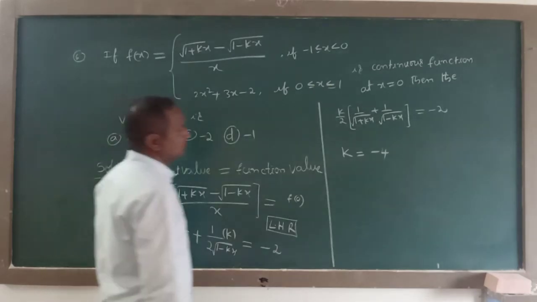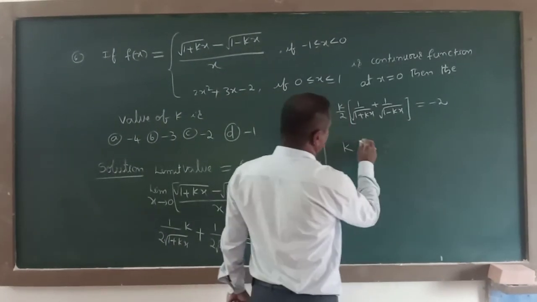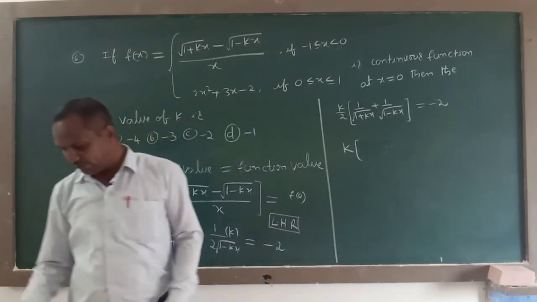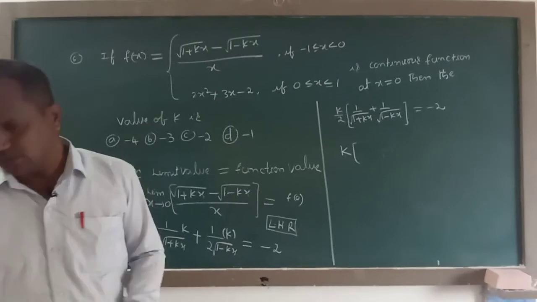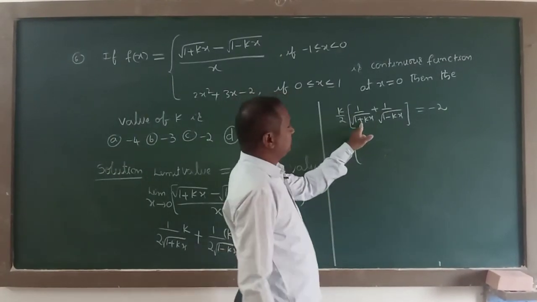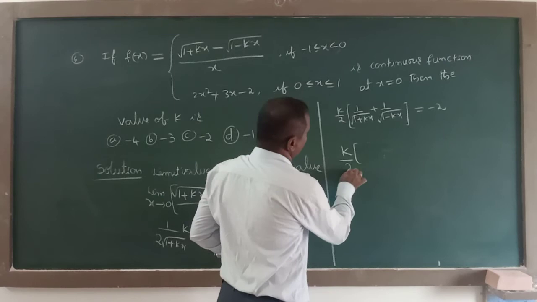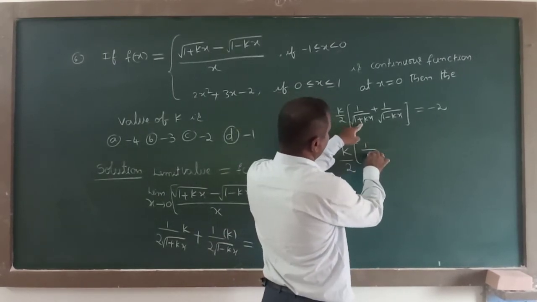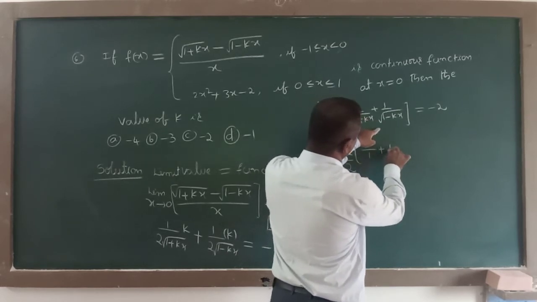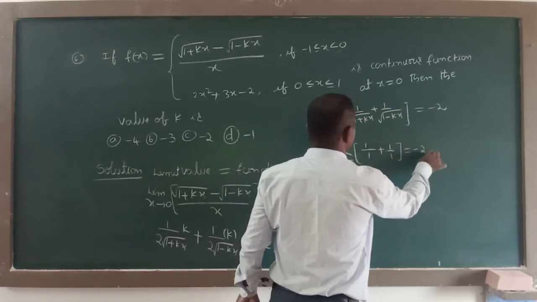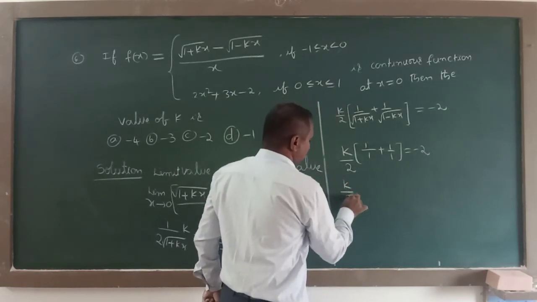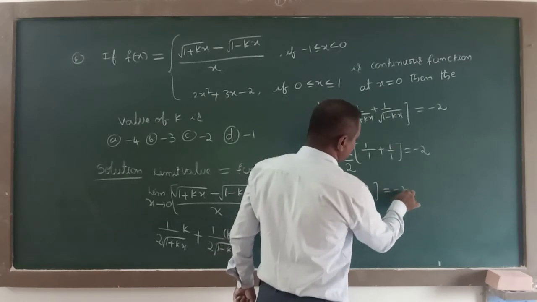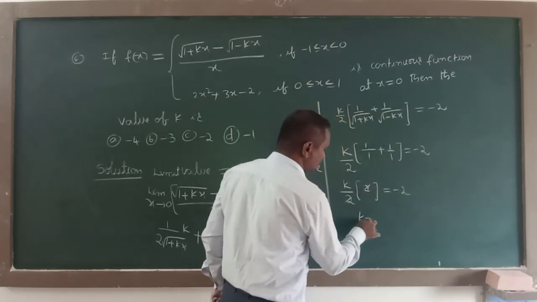Minus 4 into k, and here if we take x as 0, we get 1 by 1 plus 1 by 1, so here also 1, and we get minus 2 here. K by 2 into 1 plus 1 is equal to minus 2, and the 2 gets cancelled, therefore k is equal to minus 2.